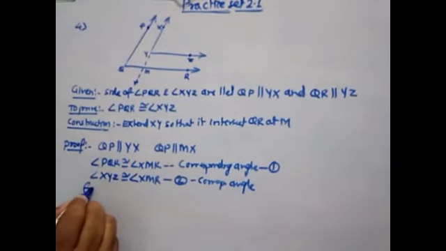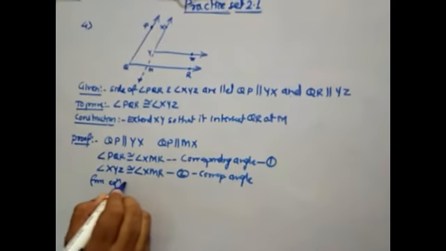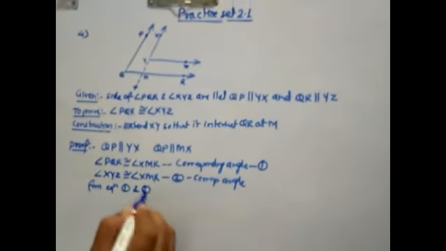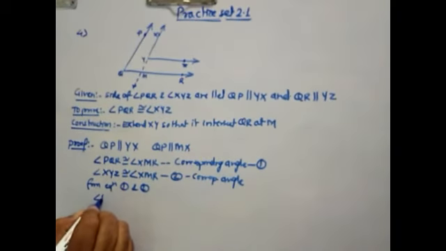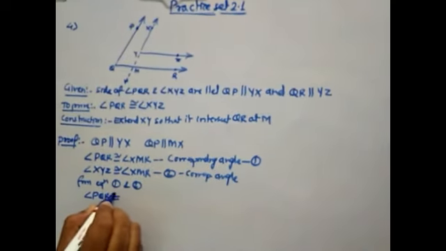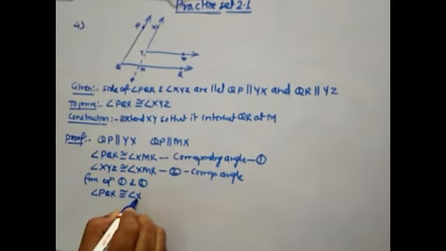So from equation 1 and 2, how to write that? So see, angle PQR is congruent to angle XYZ.